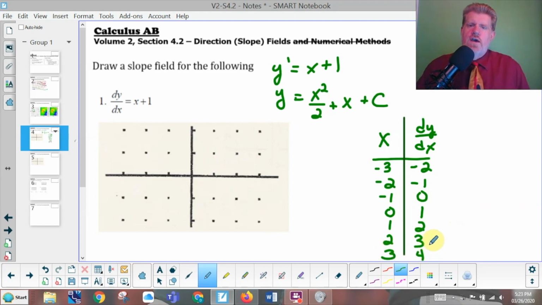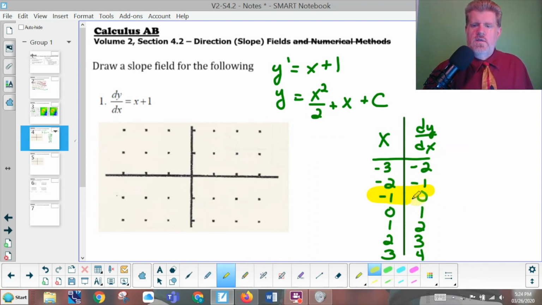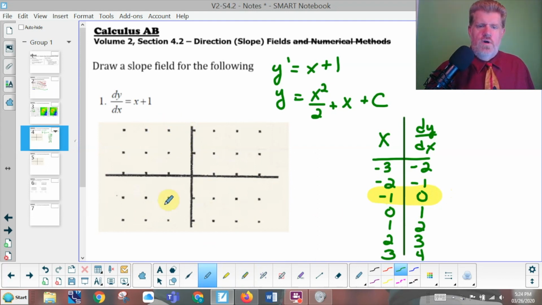So what I'm going to do is graph these slopes with little tiny lines. And we'll start with the easy one. Let's start with this one. At x equals -1, this original function has a slope of 0. So here's -1. All these values where x equals -1, I'm going to draw little tiny lines that have a slope of 0. This is a slope field. I'm not going to put arrows on. I'm not going to tell you which direction to go. I just know it's going to be flat right there.